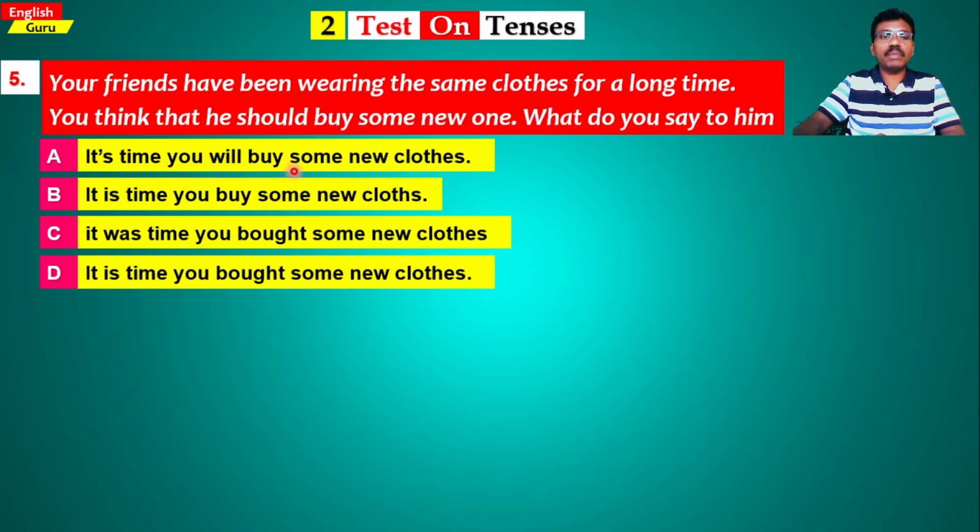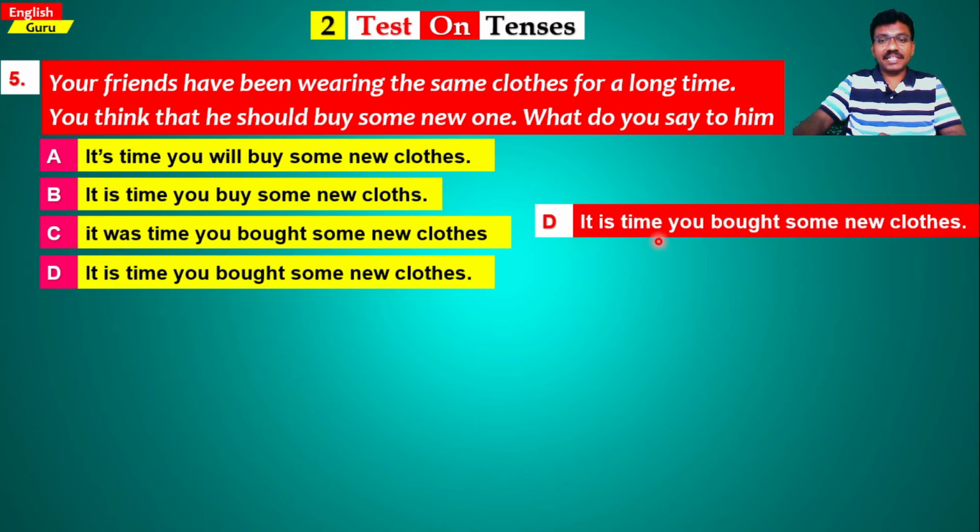It's time you will buy. No, "will buy" is a future form. So this is a wrong option. You can eliminate. It's time you buy. This is verb 1. So B option also is wrong. It was time you bought some new clothes. So "it was time", the phrase should be "it's". So "was" is wrong. So basically the phrase itself is wrong. Hence option C can be easily eliminated. And finally, it is time you bought some new clothes. So "bought" is a verb 2 and the phrase "it is" also is given.